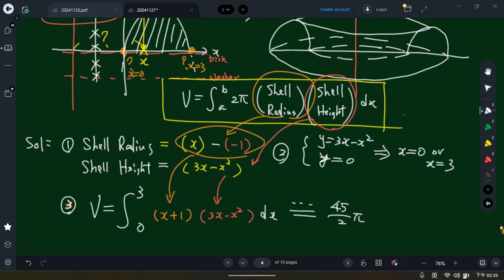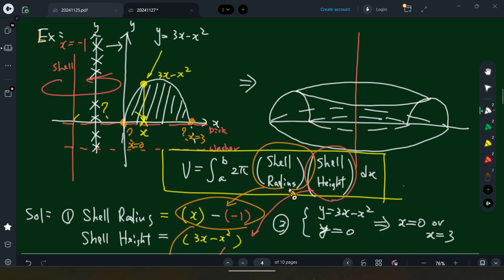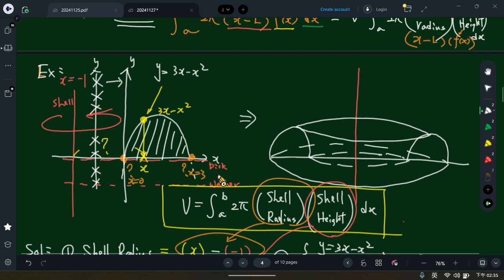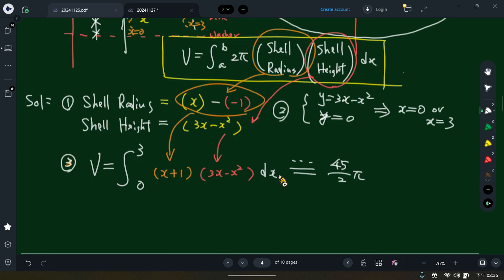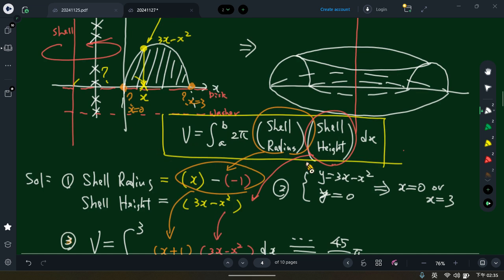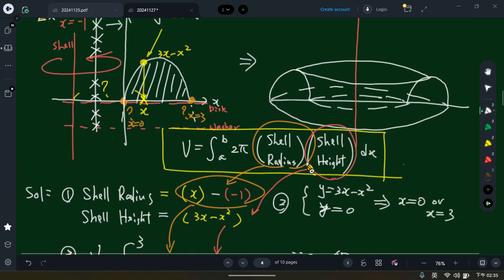So can we just use this? Still the same question: can we just use the disk method or washer method? Actually, we can do that. Okay, so this is solution 1.